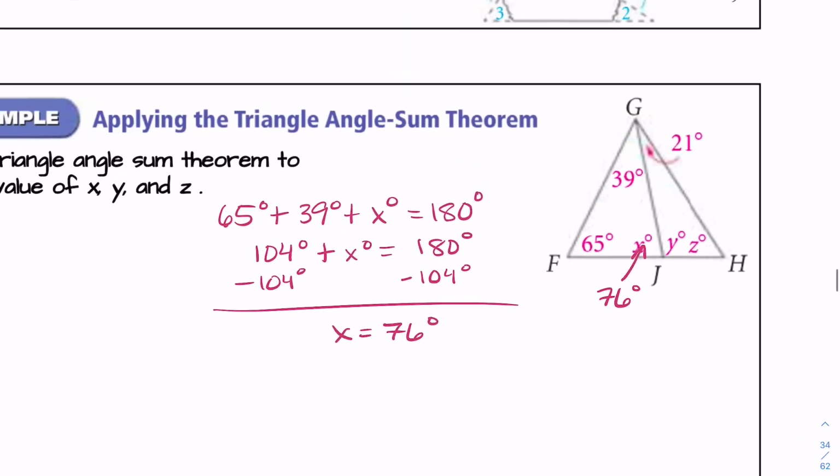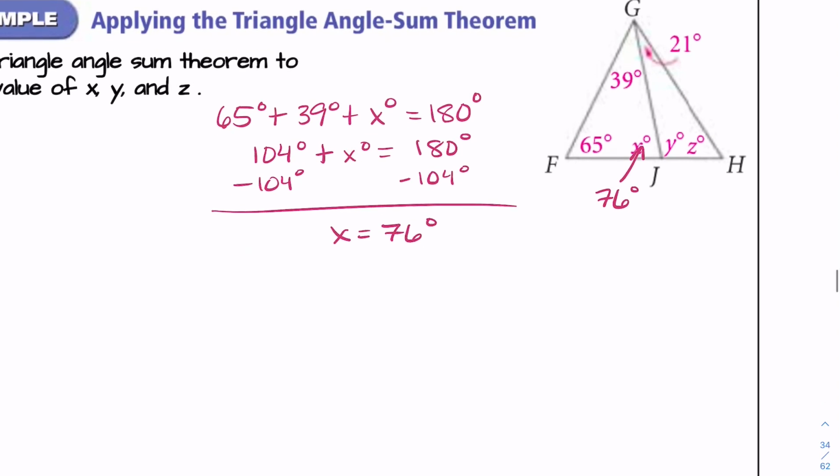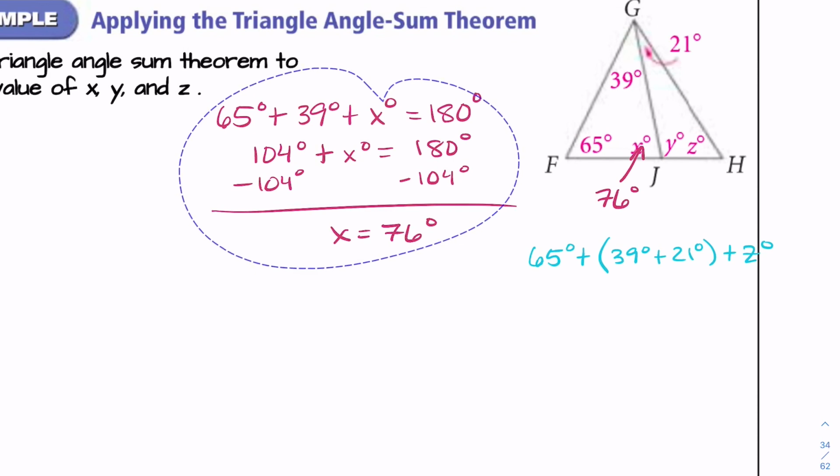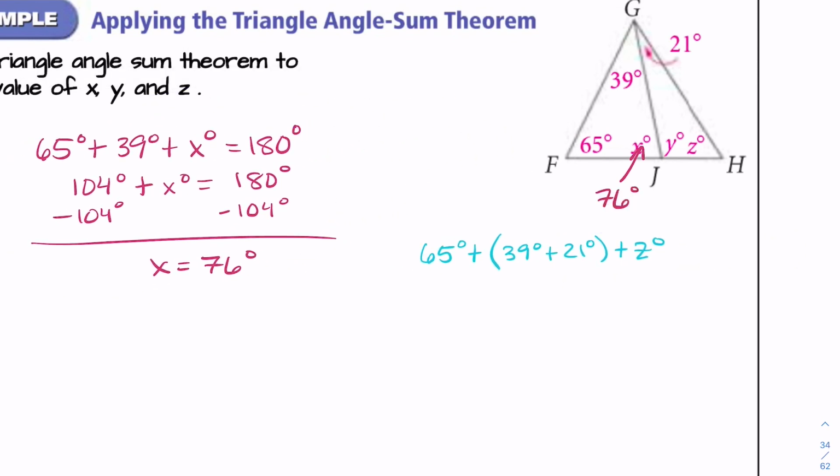There's just so many ways to answer this, so I got to start with one of them. So let me do 65 degrees plus 39 degrees plus 21 degrees plus z degrees is equal to 180 degrees.